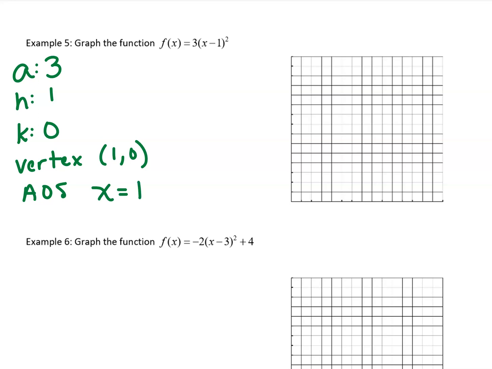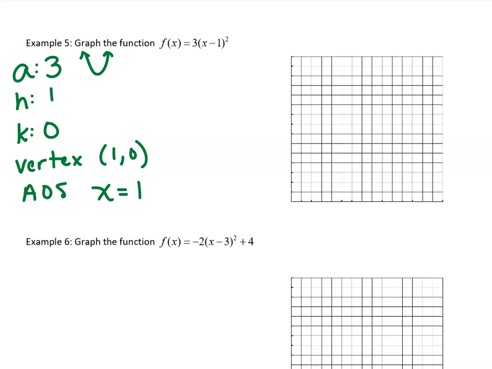x equals 1. The 3 is going to affect the shape of it when we graph it, but it doesn't affect the axis of symmetry, and it doesn't affect the vertex. It determines the stretch and the shrink, just like with the absolute value. If A is 3, does it open up or down? It opens up. And is it a vertical stretch or shrink? Stretch. So it's gone from the normal shape to being pretty narrow if we multiply it by 3. That moves all the y values up 3 times as far.